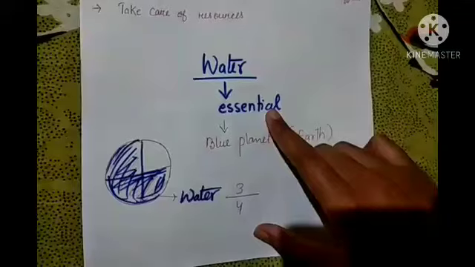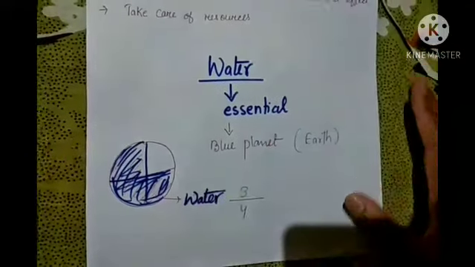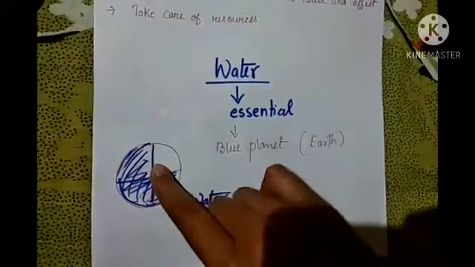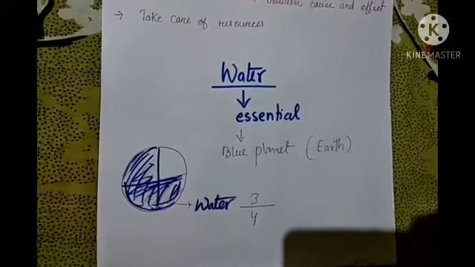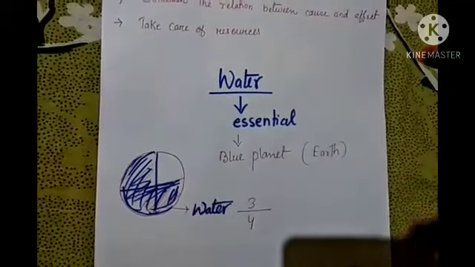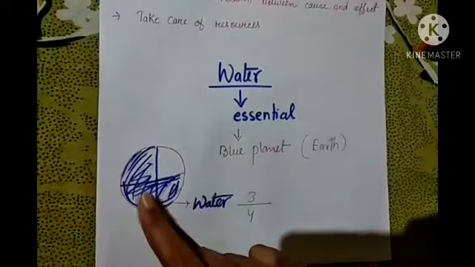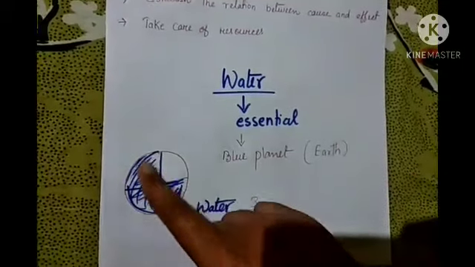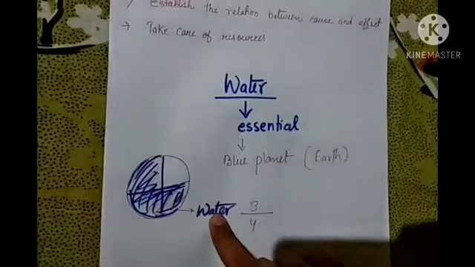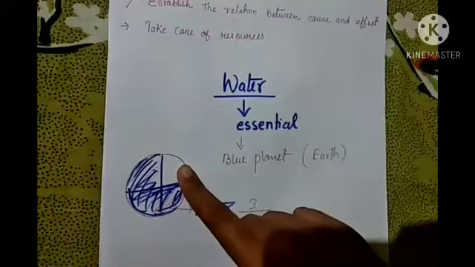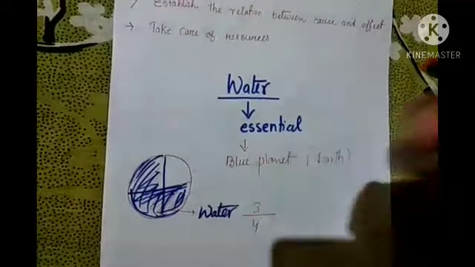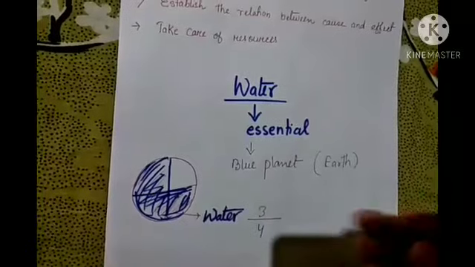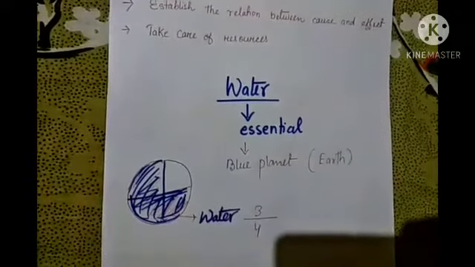So water is an essential part of our life. All the living things need water to live and grow, right? And our planet Earth is also known as the blue planet, because a large part of our Earth is filled with water. You can see here I have divided it into 4 parts, and here 3/4 is water and 1/4 is land. And a large part of our body is also made up of water. That's why we need water for our living.